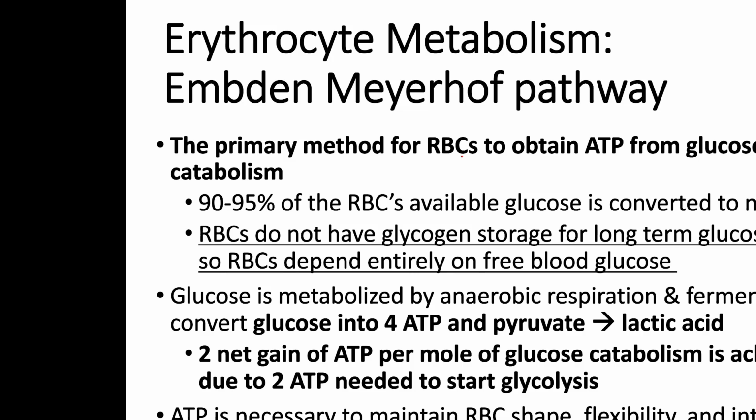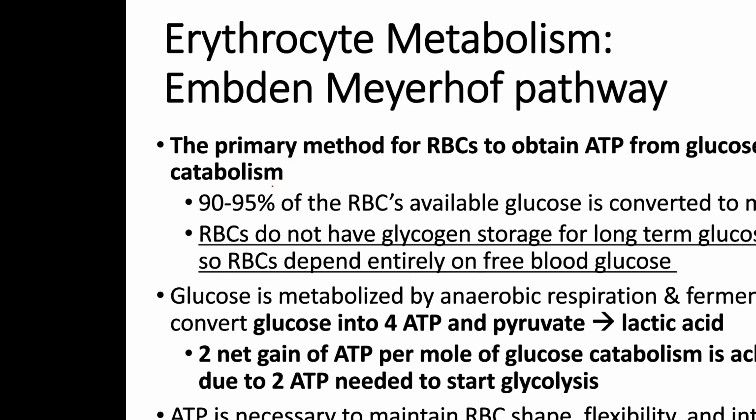So I'm just going to call this the glycolytic pathway, but understand that when you see Embden-Meyerhof pathway, you should be thinking glycolysis. This is the primary way for RBCs to maintain ATP from glucose. RBCs don't have any glycogen storage to store up glucose, so it just entirely depends on free blood glucose.